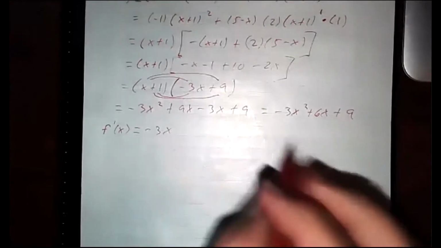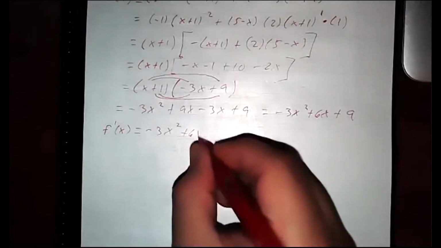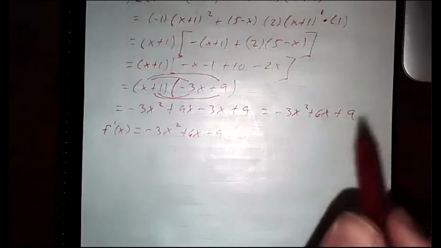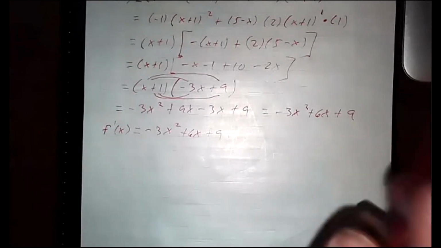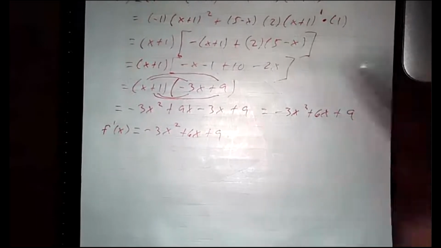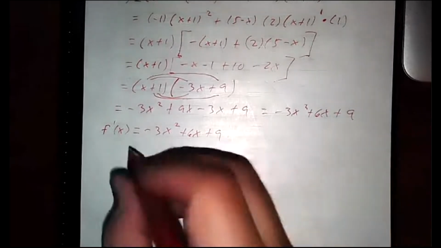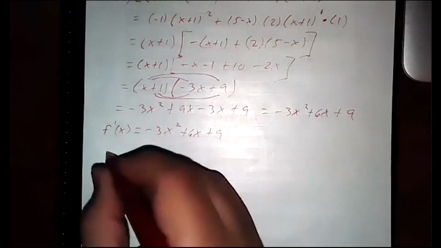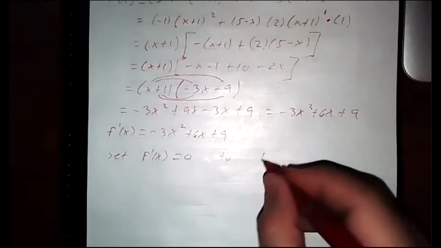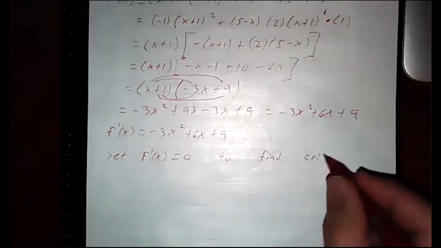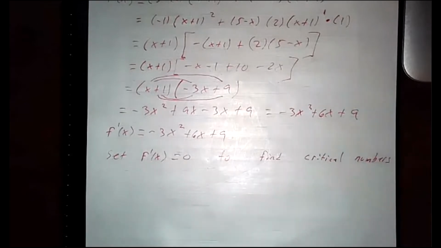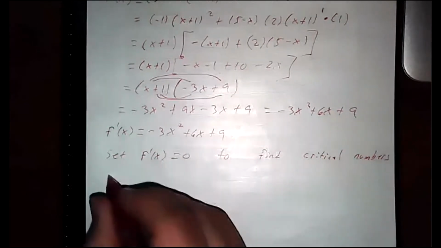That's this guy. So you set this equal to 0 to find the critical numbers, right? So step 1, find the derivative. Step 2, set it to 0, solve for x. Okay, so if I set this to 0, so set it to 0 to find the critical numbers. So here we go.